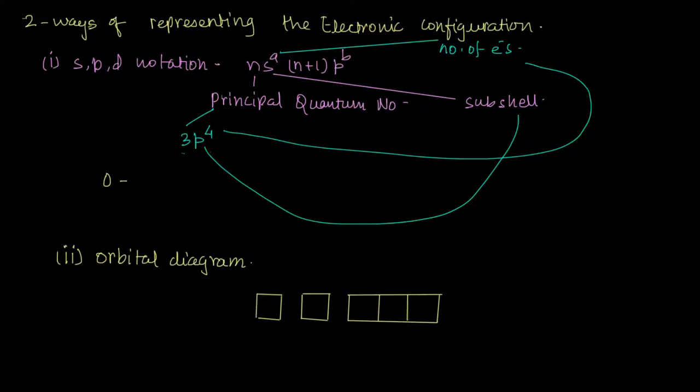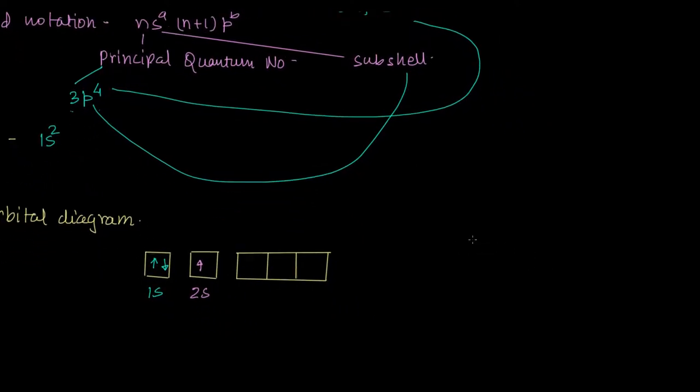And we start filling it up and down, right? Up and down. So what does this represent? This is 1s. How do I write it in SPD notation? We'll write it as 1s2, correct? How about this? This is the 2s orbital, right? Do we remember the Aufbau order? No? That is 1s, 2s, 2p, 3s, 3p, right? So that has to be kept handy.